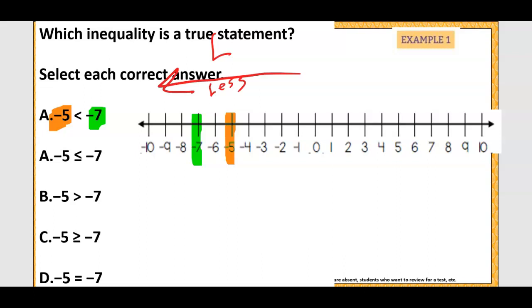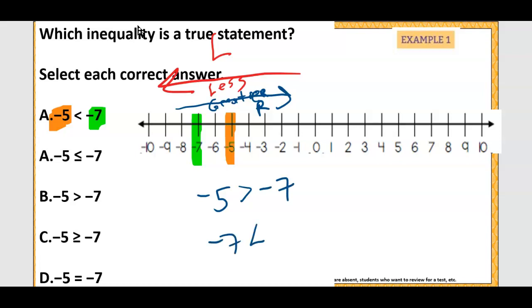And as you go in this direction, everything becomes greater than or more, right? Greater to the right. So -5 is greater than -7, and -7 is less than -5. So this is false.